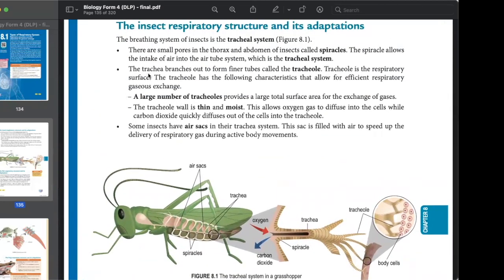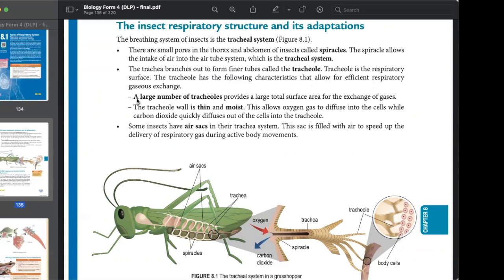You see here, the trachea branches out to form finer tubes called tracheoles. Ni lah yang tracheole ni. And the tracheole is a respiratory surface, and the tracheole has the following characteristics that allow for efficient respiratory gases exchange. Gases exchange tu maksudnya pertukaran gas lah. Kita ambil oksigen, kita buang carbon dioxide. So what are the characteristics of the tracheole that you should know?